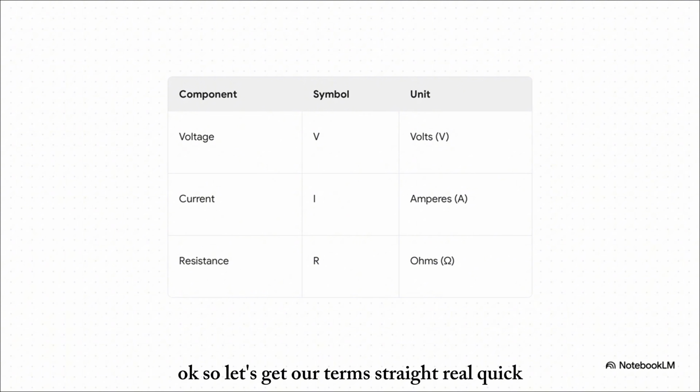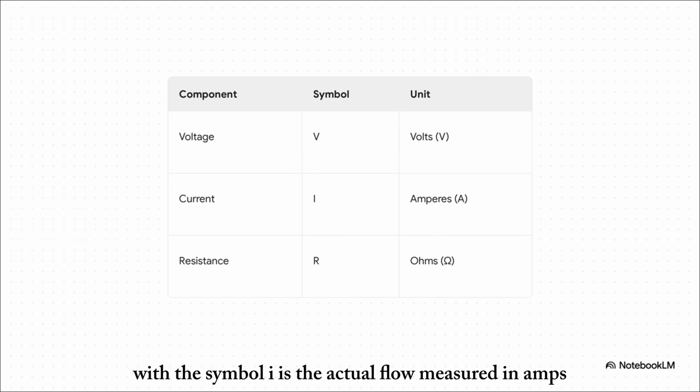Okay, so let's get our terms straight real quick. Voltage, we use a V for that, is that electrical pressure, and we measure it in volts. Current, with the symbol I, is the actual flow, measured in amps. And finally, resistance, R, is whatever is pushing back against that flow, and we measure that in ohms.